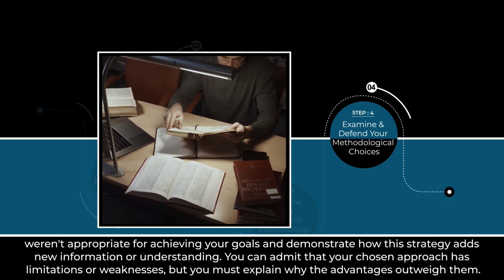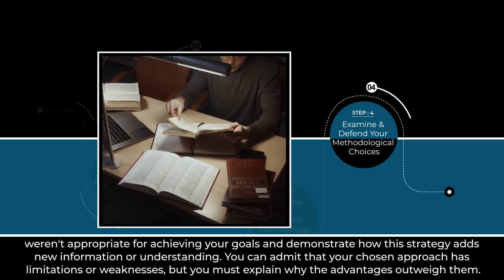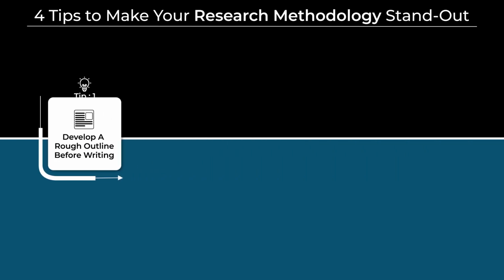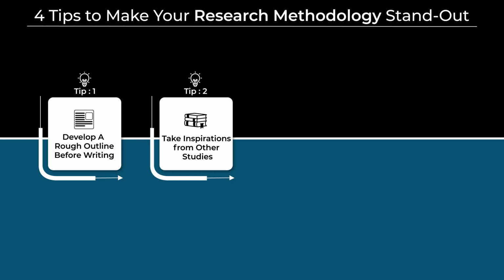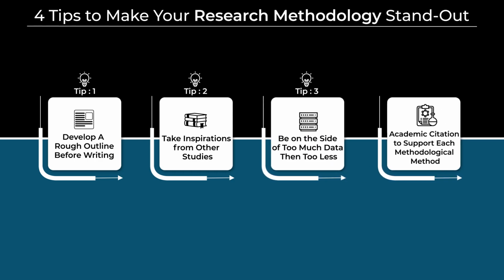Finally, you can step up your game with tips to help you write the best content once you have learned about the writing process and research methodology. The 4 top tips for writing a strong method chapter for your dissertation are: develop a rough outline before writing. Take inspiration from other studies. Opt for too much data over too little data. Academic citation to support each methodological method. Let's study each in detail.